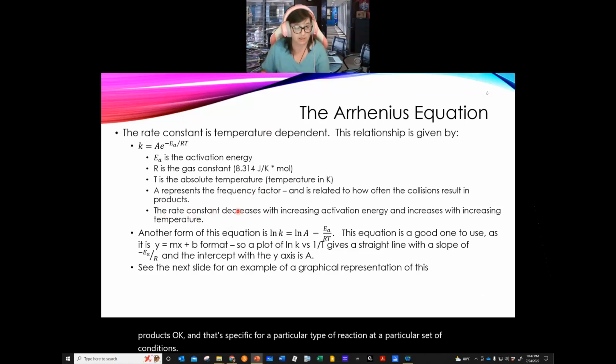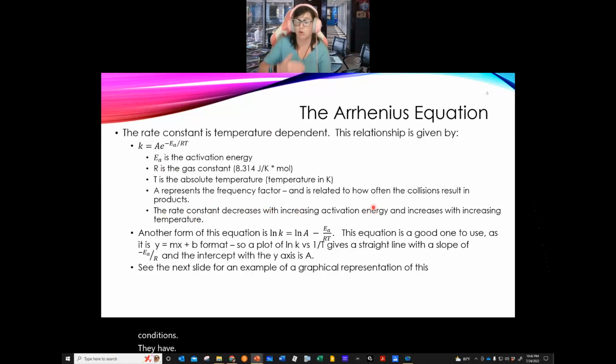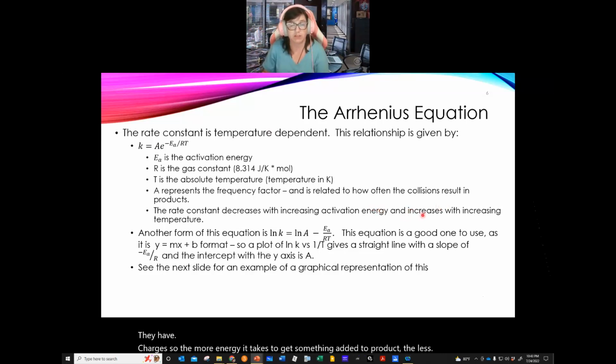The rate constant, K, decreases with increasing activation energy. So the more energy it takes to get from reactant to product, the less that rate constant is going to be. And it increases with increasing temperature.